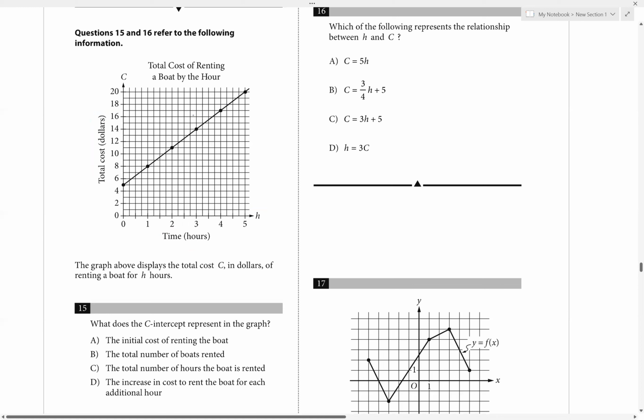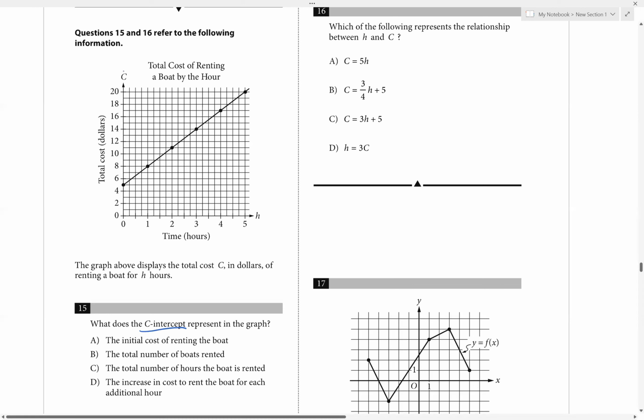All right. So 15 says, what does the C-intercept represent in the graph? A says the initial cost of renting the boat, B, the total number of boats rented, C, the total number of hours a boat is rented, or D, the increase in cost to rent a boat for each additional hour. Okay, so the C-intercept.